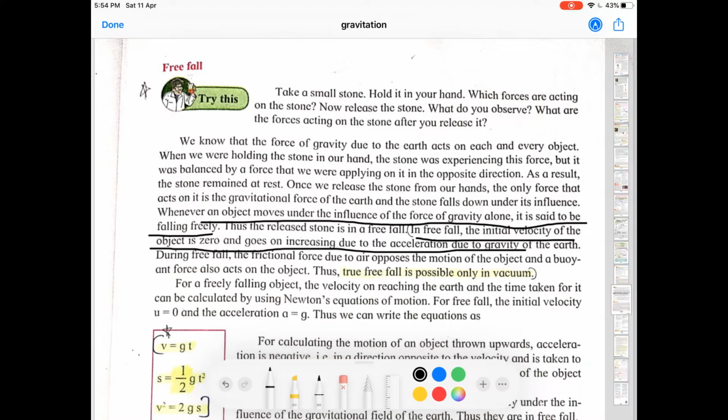But when we do this experiment in reality, around us, we see that there is frictional force due to air, and there is a buoyant force which acts on the object. So we cannot see true free fall in nature. True free fall is only possible in vacuum. Think about it. You leave an object to fall. You allow an object to fall. The object falls under the influence of the gravitational force.